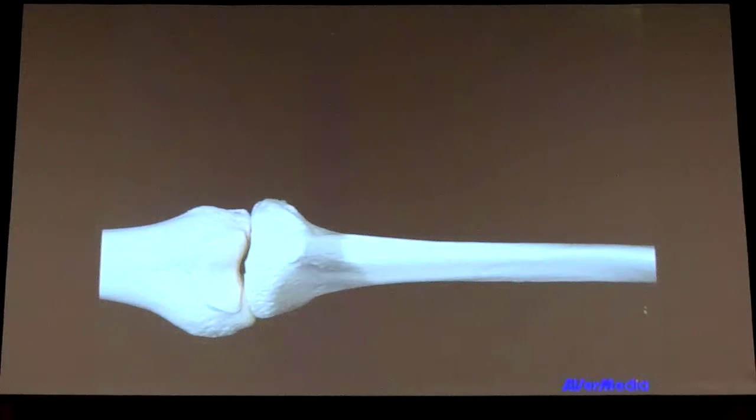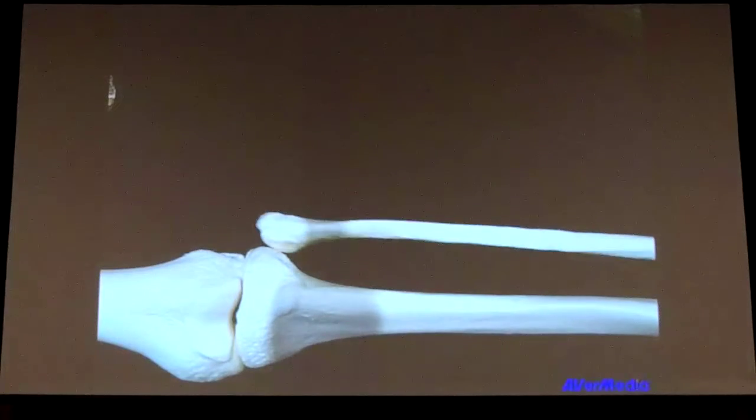And right next to that shin bone, on the outside, this is the inside part, this is the outside part, is this bone over here. This bone is called the fibula.